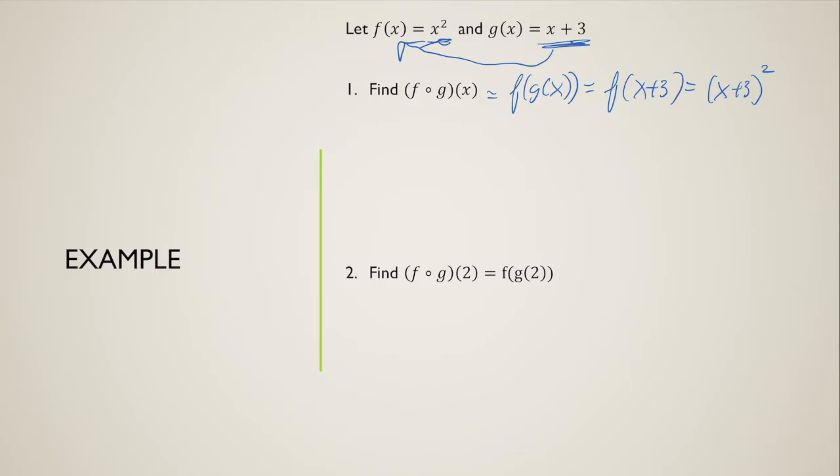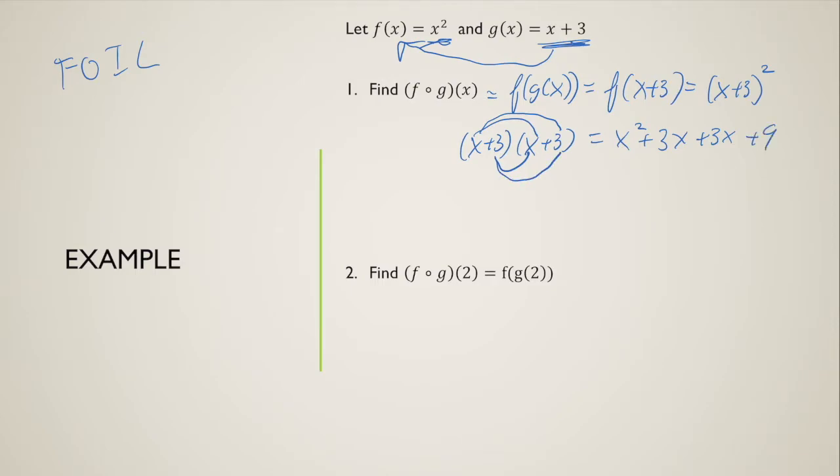Have we talked about FOIL yet? We're going to FOIL this out. So remember, if I have a square, that's like saying I have x plus 3 times itself. And we're going to FOIL, which is first, outer, inner, last. So I'm going to multiply my first terms to get x squared, my two outer terms, x and 3, my inner terms to get 3x, and my last terms to get 9. So I'd get x squared plus 6x plus 9.